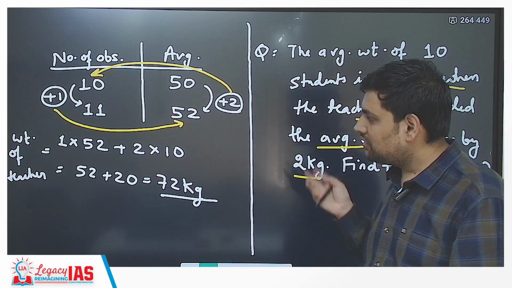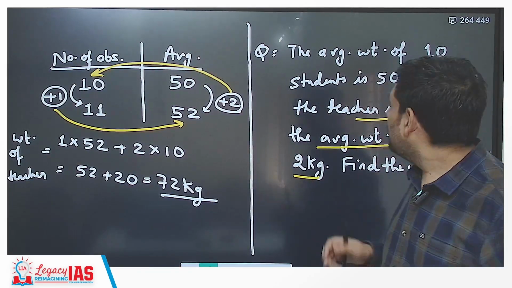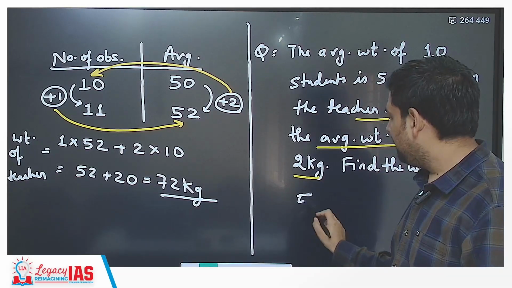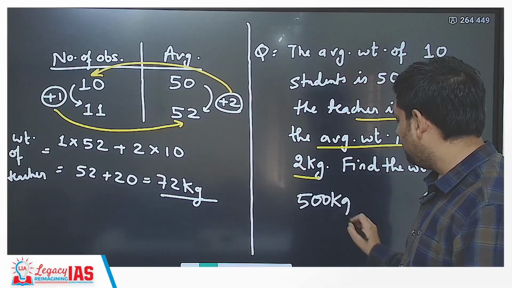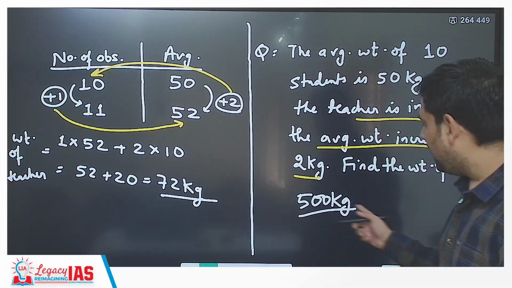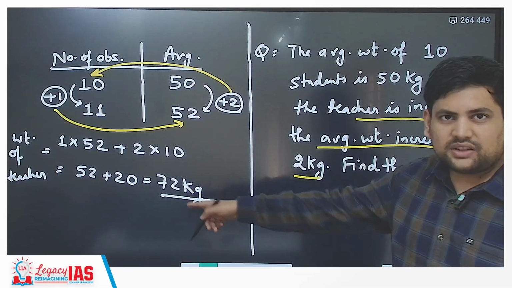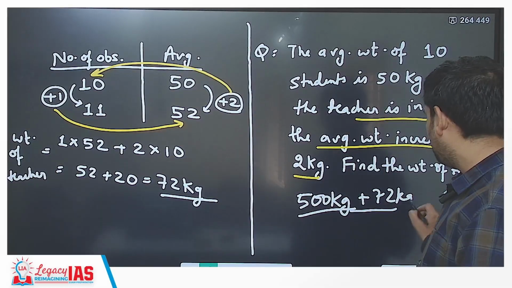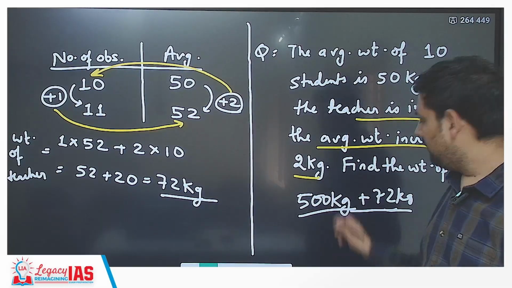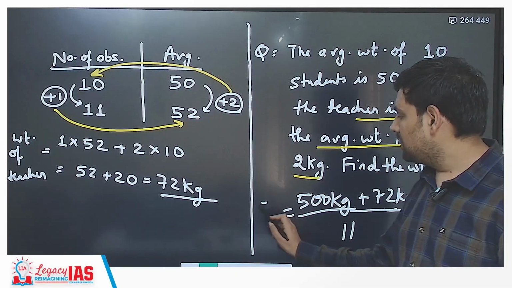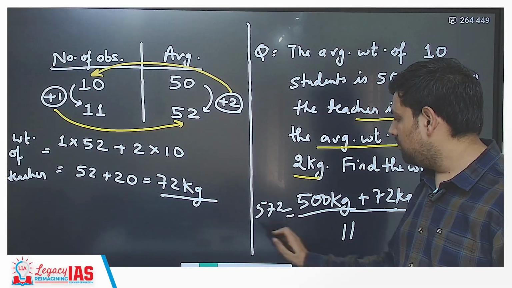Okay, you can also verify this. How? See, 10 students have an average weight of 50 kg. So if I add all of their weights, it will become 500 kg. Sum equals average into N. So 500 kg you got. Now we got the weight of the teacher as 72. So let's add the weight of the teacher. So this becomes 72 kg. Now this divided by 11, correct? Because now the observations are 11. So this becomes 572 by 11.